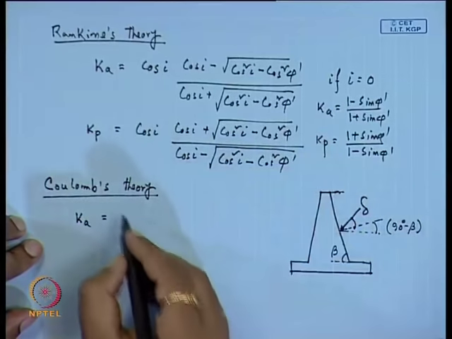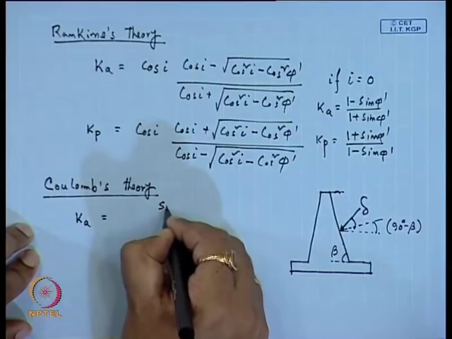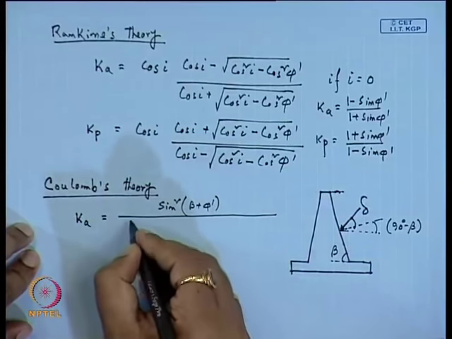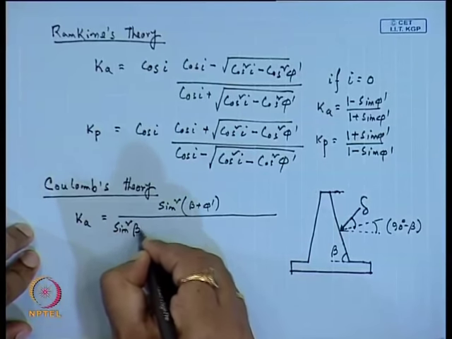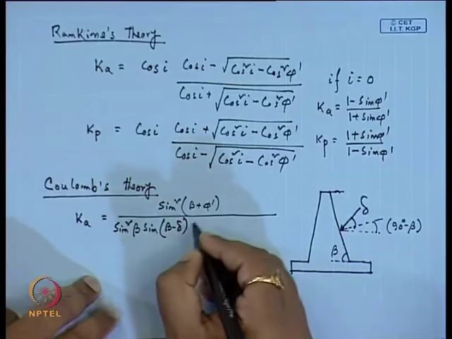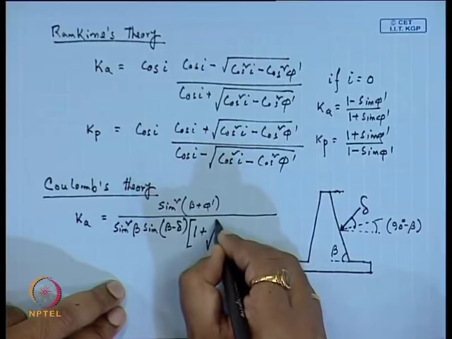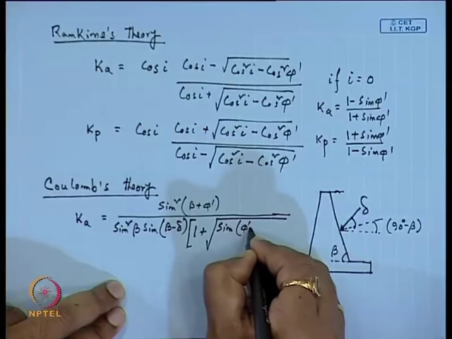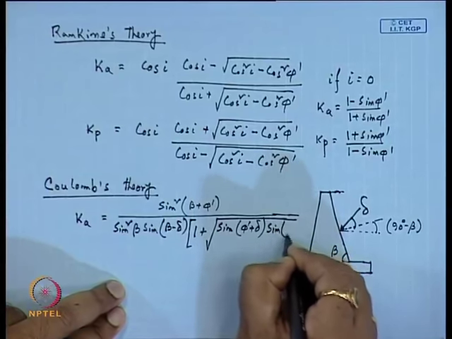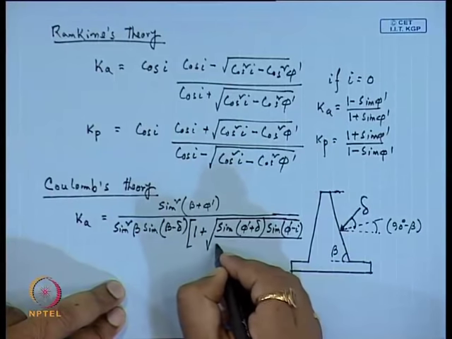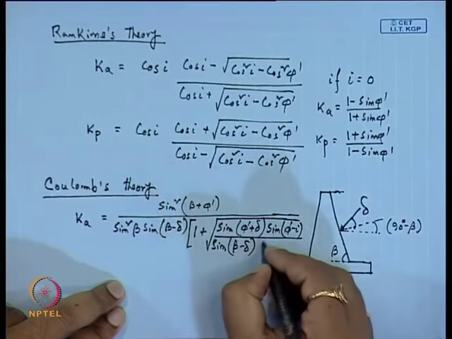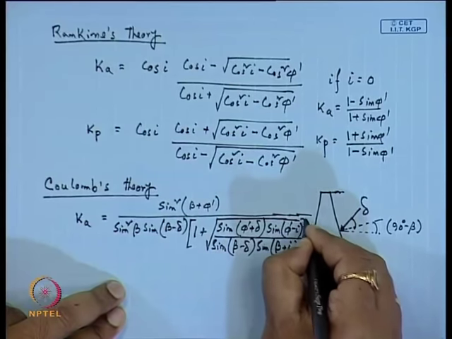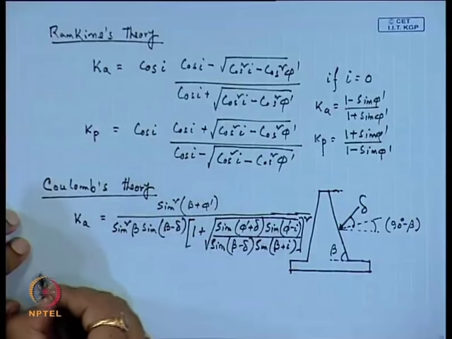Now, for this type, K_a we will get by this expression: sin square (beta plus phi dash), divided by sin square beta into sin (beta minus delta), into [1 plus root over (sin (phi dash plus delta) into sin (phi dash minus i)) divided by (sin (beta minus delta) into sin (beta plus i))], and total this is square, for the C equal to 0 condition.